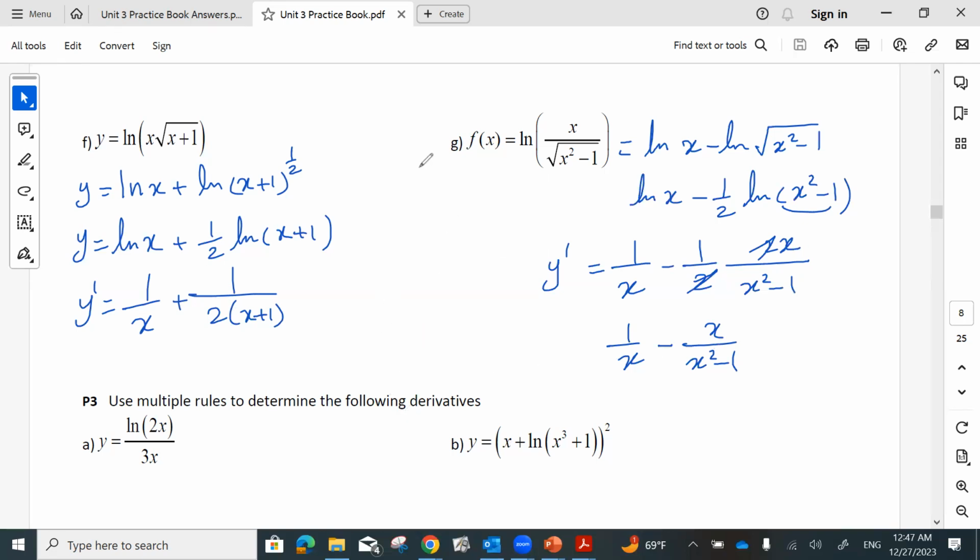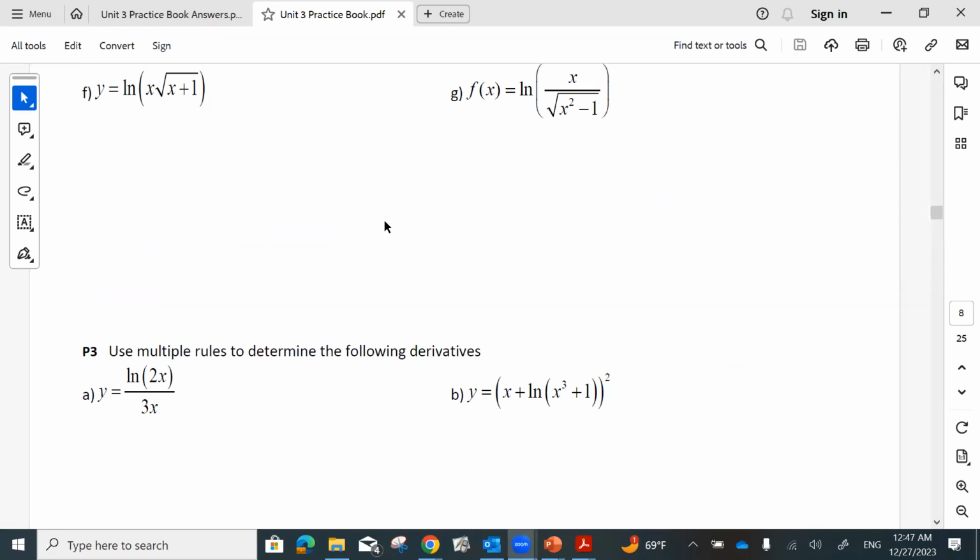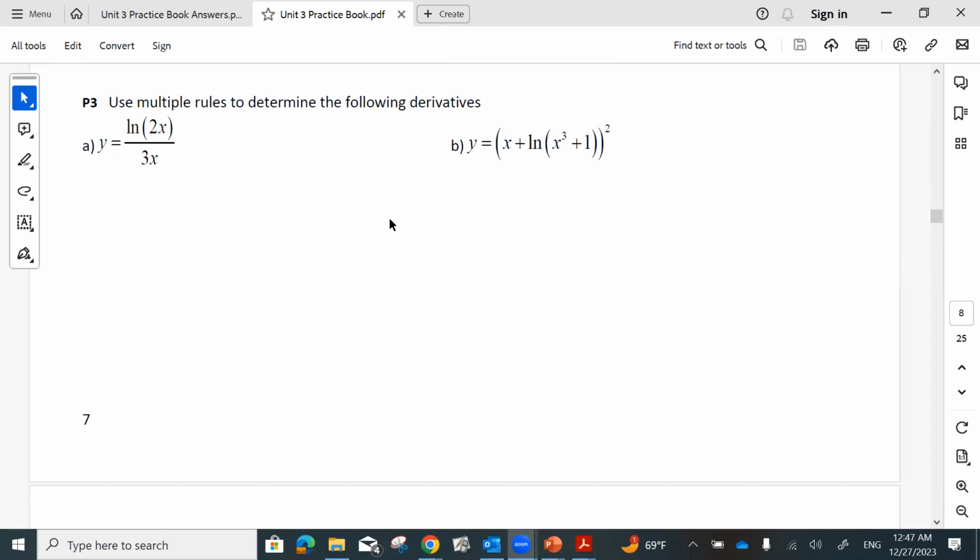Continue by solving more and more questions on this part, using the logarithm rule or natural logarithm rule to simplify the function before you derive it. Now y equals ln 2x over 3x. Now I have two different functions, so I can simplify, or I can use the quotient rule directly.